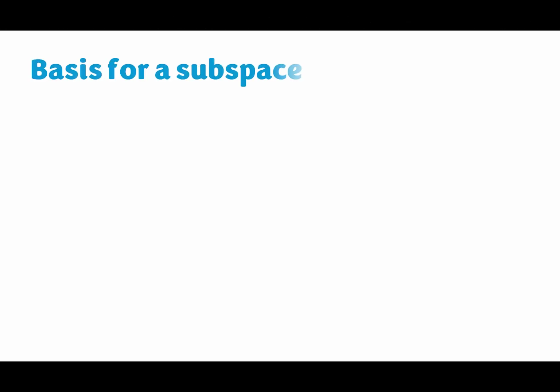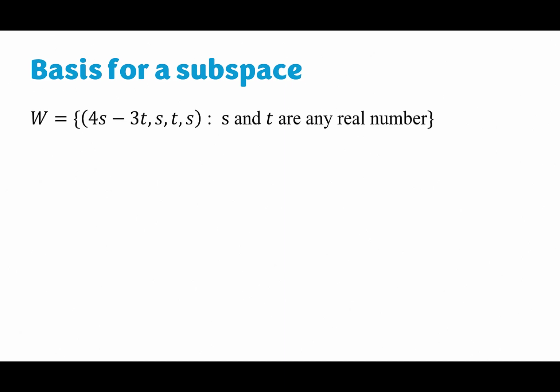All right, let's now look at a basis for a subspace. So this subspace W is defined as this vector with 4 elements. The first element is described as 4s minus 3t. The second element is s. The third element is t. And the fourth element is also s, where s and t are any real number. So you can think about all different ordered pairs of s and t and plug them into our vector with 4 elements. And that'd give you an infinite number of vectors.